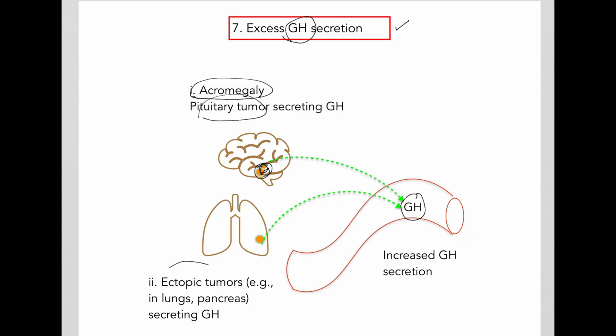And then, of course, there are ectopic tumors. So a tumor, for example, in the lung is actually making growth hormone. Okay, it should not be making growth hormone because growth hormone comes from the pituitary gland. But yet this tumor in the lung or the pancreas or somewhere else is making growth hormone. And this growth hormone enters the bloodstream and causes increased blood glucose, hyperglycemia.